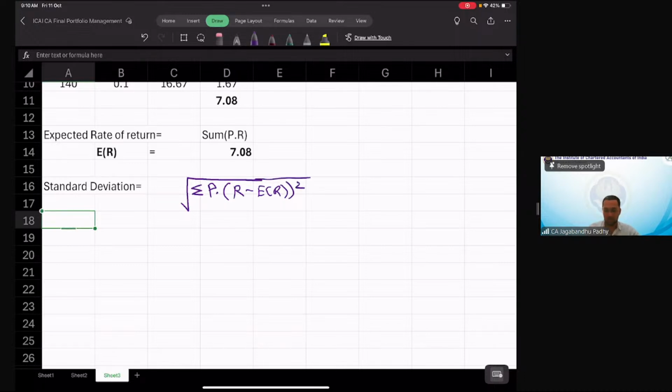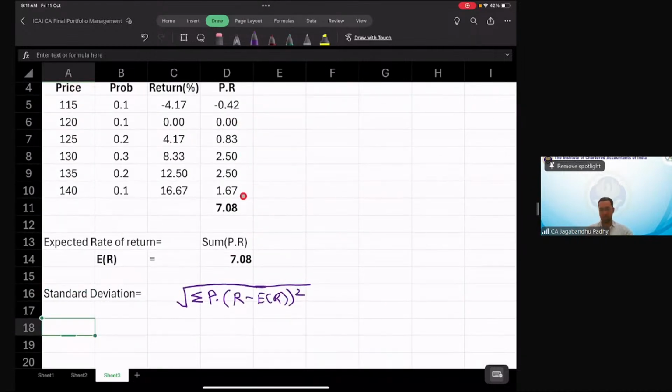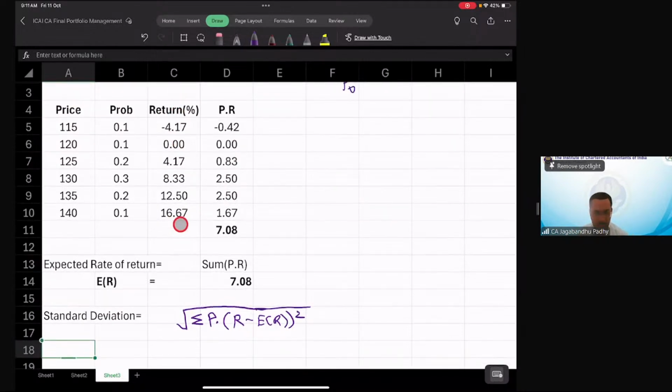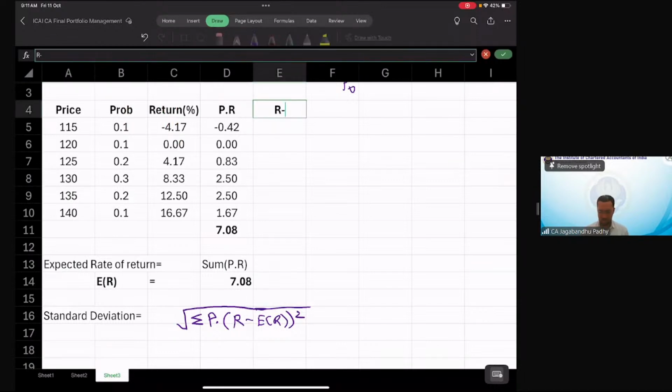Okay, so that is simply the square root of probability into return minus expected rate of return. We know that returns range from 4.17 to 16.67, but we want to compute the standard deviation. So when we want to compute the standard deviation, we need to do this calculation. We already have the returns, so I just need to do return minus expected return. Return minus the expected return is 7.08%.